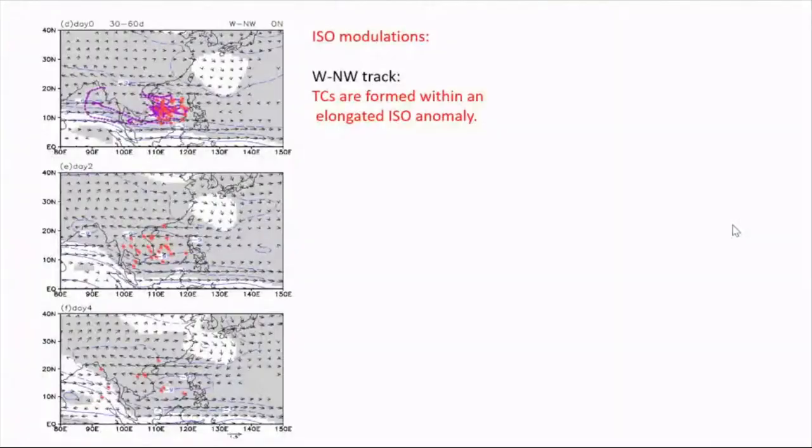And then we also show here a composite pattern for the west-northwest track type in the October-November season. So we can also see the elongated 30 to 60 day cyclonic anomaly over here, and then the TC formation over here. After formation, they move along with this ISO anomaly to take a westward, northwestward track.